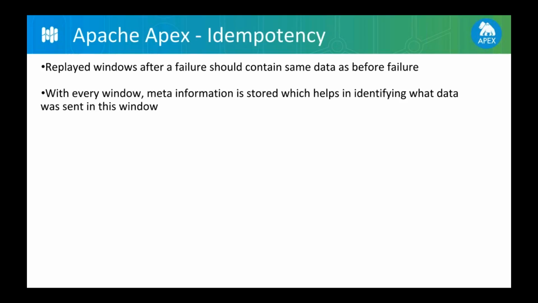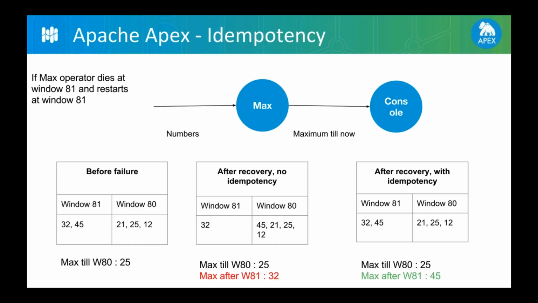So why is idempotency important? I would take an example. Assume that the max operator and the console operator are the last two operators in our application DAG. The max operator, after reading every tuple, simply emits the max it has seen up till now, and the console operator simply outputs the maximum value emitted by the max operator. Let's assume this was the data received by the max operator in window ID 80 and window ID 81. Also assume that the max operator dies while processing window ID 81, and the application decides to recover it from window ID 80.